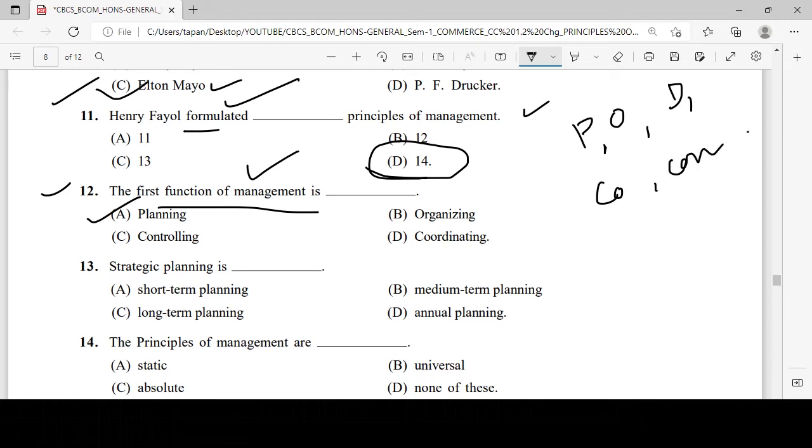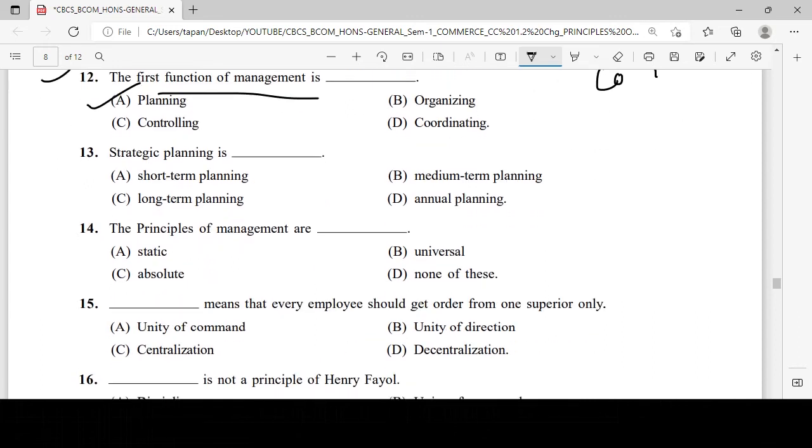I told you, therefore, the first part is planning. Suppose you are going on a tour, then you have to make the plan first and then go on for your smooth journey. Number 13. Strategic planning. Planning can be short-term, middle-term, long-term, and annual.